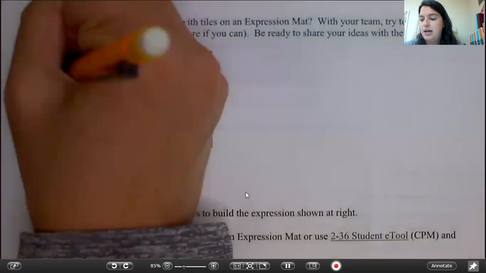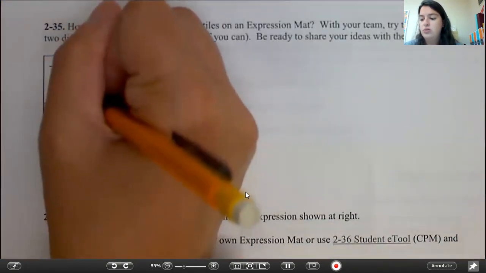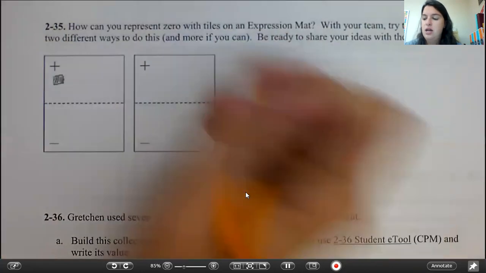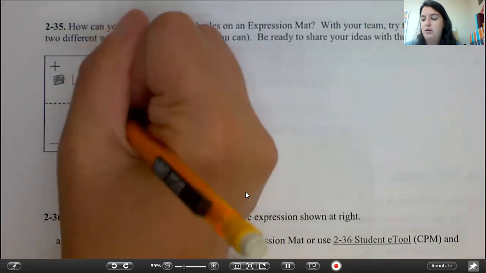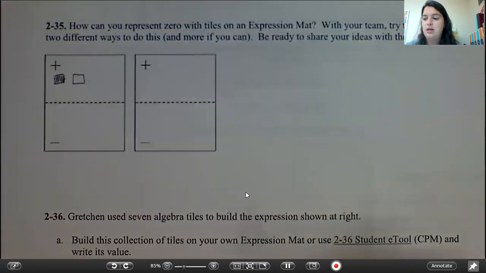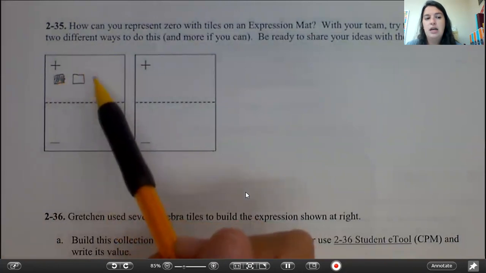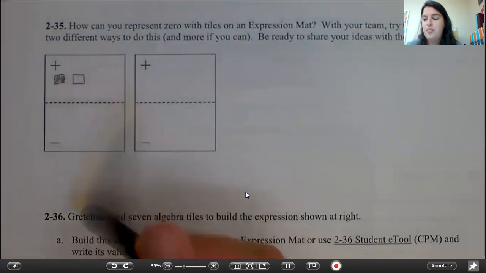I could have a positive tile that I'm going to shade in the positive region, and I could have a negative tile in the negative region. That would be a zero pair because positive plus a negative would be 0.